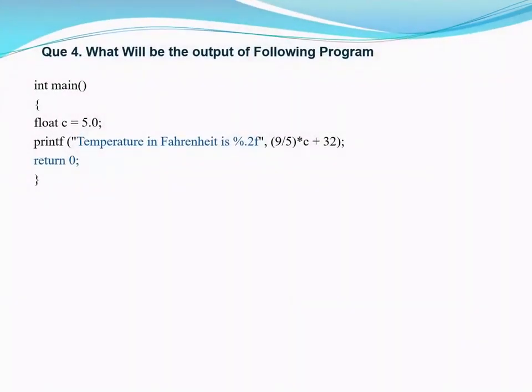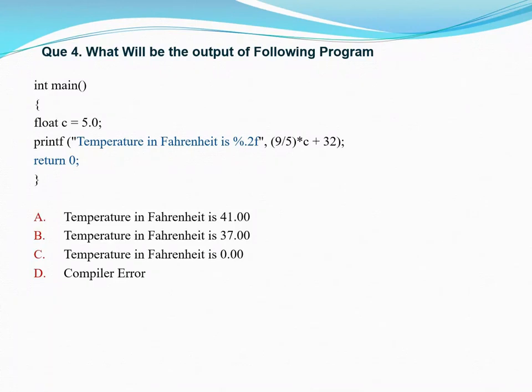So this is our question number 4. What will be the output of the following program? A simple program is given here and you have to tell the output of this program. These are the options from where you have to choose the one correct answer. Firstly, a float variable C is declared and is initialized with the value 5.0. So by this statement, C will be equal to 5.0.